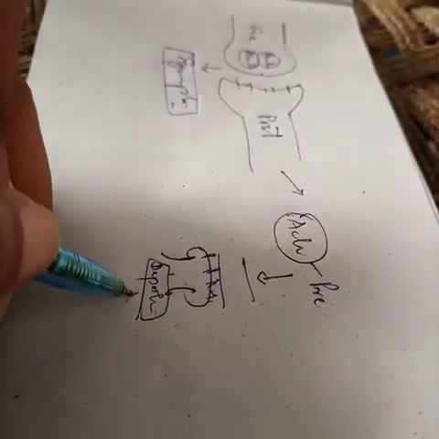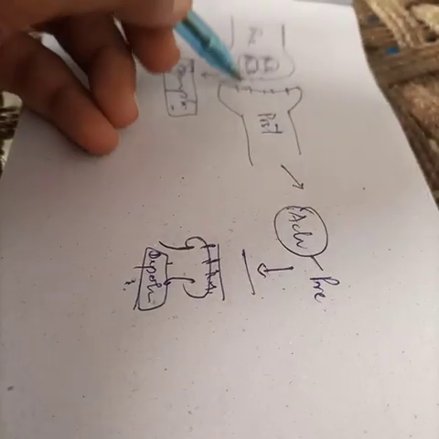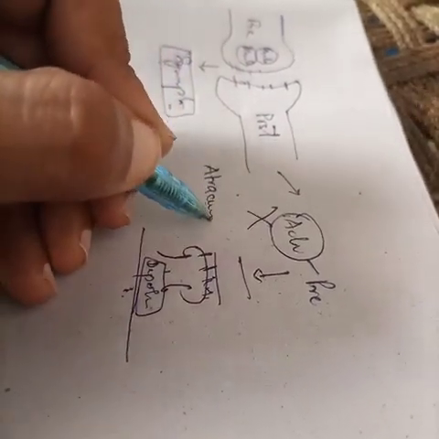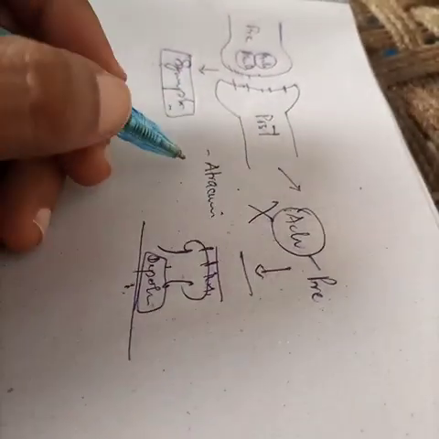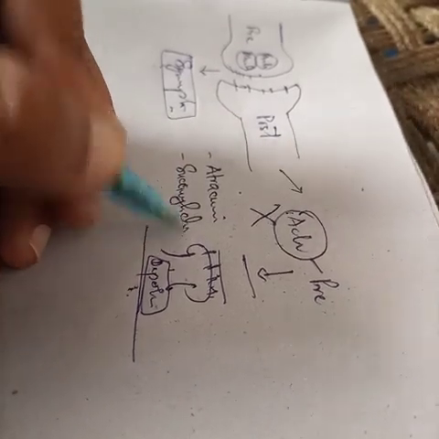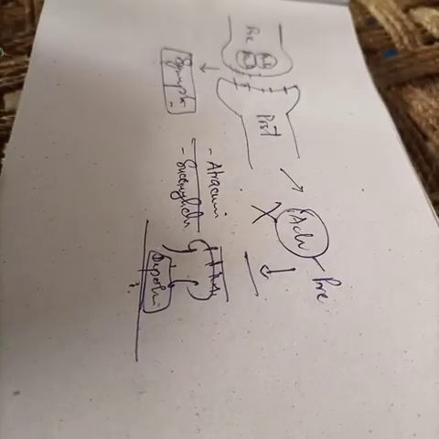Now, there are two drugs that are used in anesthesia to block the action of acetylcholine. Which drugs are there? Number one is atracurium, which is most commonly used. Another is succinylcholine. These two drugs are used to act here on the postsynaptic membrane.